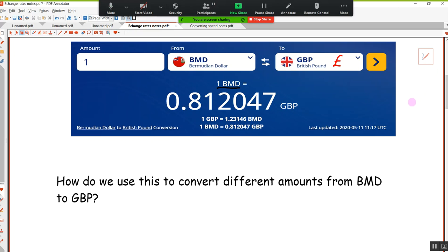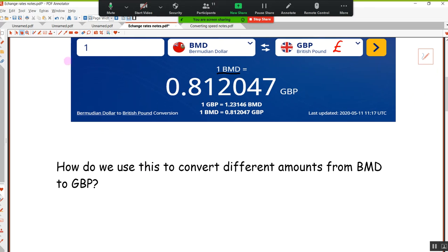All right. So how do we use that? I'm going to write that as a ratio, because that's what we've been using. So Bermudian dollars and Great British pounds, I can write as a ratio. And I've got what we've been using, my unit ratio. So I've got 1 Bermudian dollar. Now I don't want to write all these numbers out, so I'm going to round it to 2 decimal places. So I'm going to round it to 0.81.